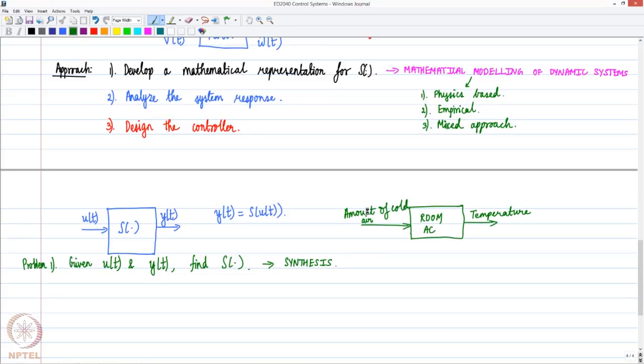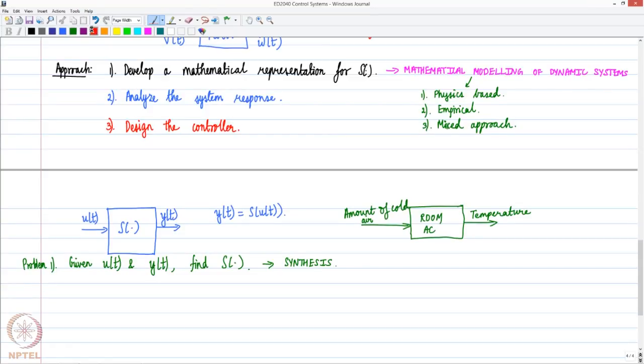So what would this synthesis problem entail? The problem of synthesis essentially means that I provide varying quantities of the input to the system, and then measure the output and try to get a mapping between the two, so that I get a mathematical model for the system. In this case, if I provide various amounts of cold air to my air conditioner and measure the corresponding temperature, I get a relationship between the two. Then I will know how the temperature of air in this particular room would vary as I provide varying amounts of cold air.